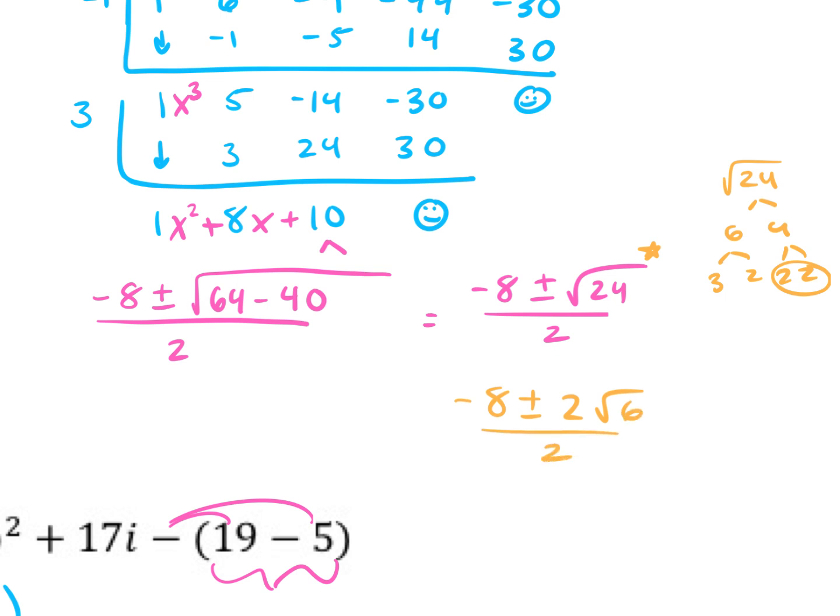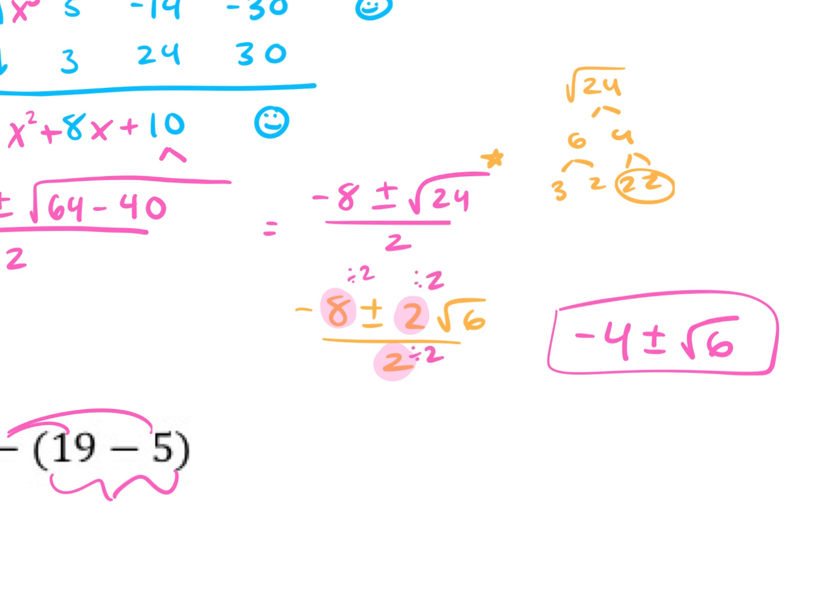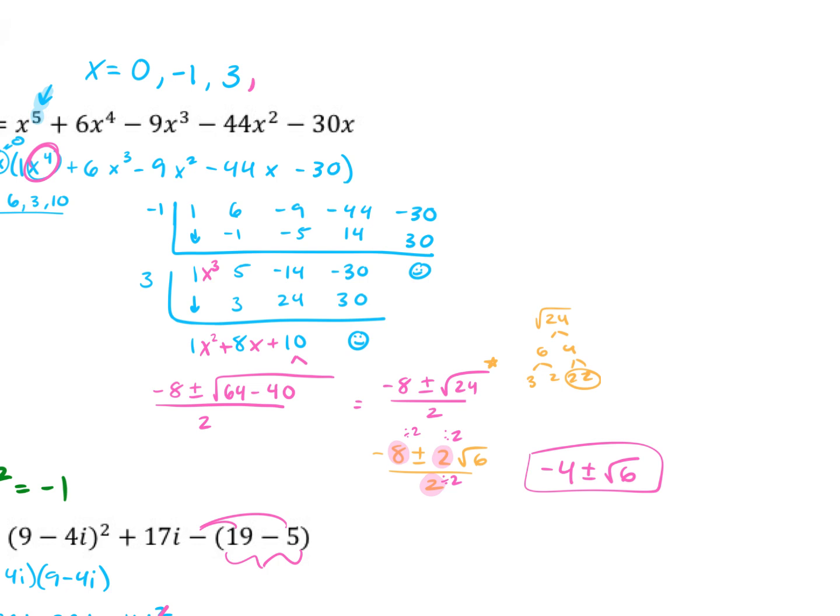Can we simplify this anymore? Yeah. If all 3 whole numbers are divisible by the same thing, you can simplify. So we're going to divide them all by 2. We get -4 plus or minus square root 6. So we just divided all of these by 2. So that would be our remaining 2 zeros. -4 plus square root 6, and -4 minus square root 6. So here are 5 solutions.